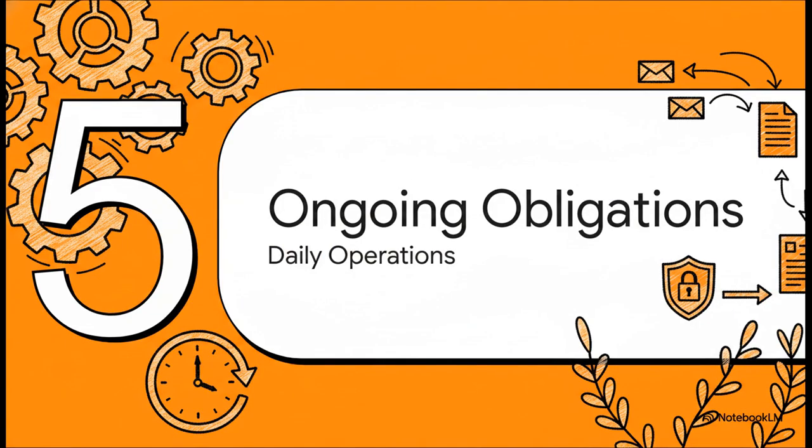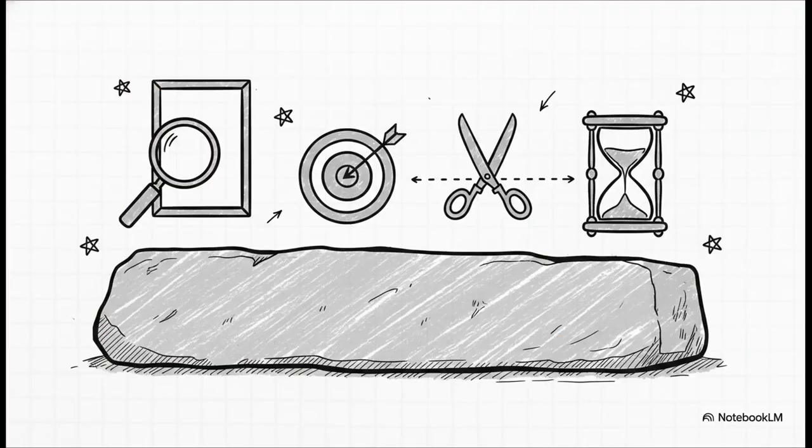Section 5. Ongoing core data obligations, daily operations. Let's look at how this builds into your daily routine. Every single data operation your business conducts has to be governed by the foundational principles laid out in Section 25. Personal data must be processed lawfully, fairly, and transparently. It has to be collected for explicit, specified purposes, meaning you can't just hoard data just in case you might need it a few years down the line.